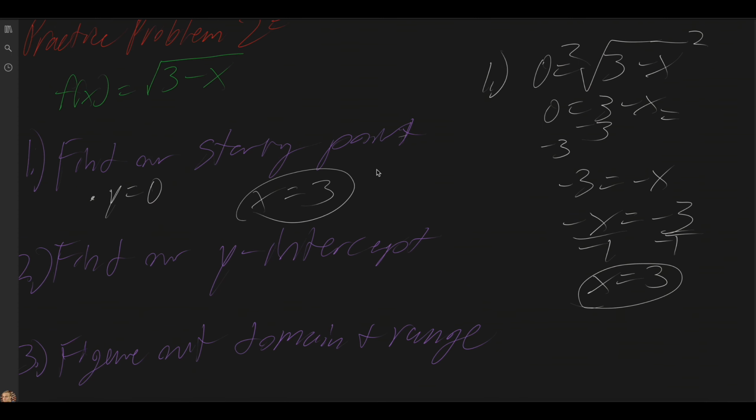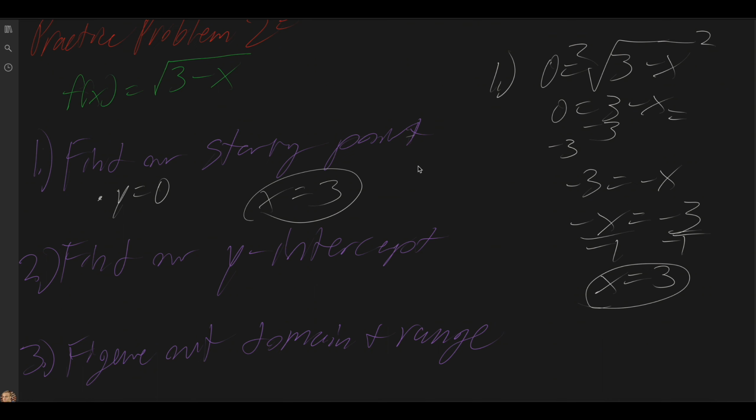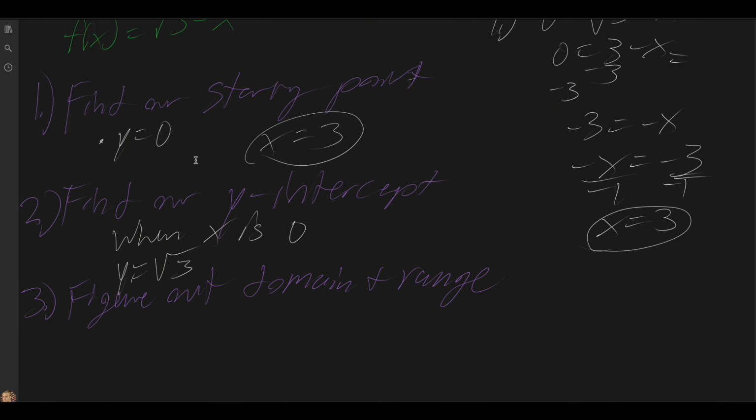Then we have to figure out the y-intercept. And it's super easy. All our y-intercept is when x is 0. And it looks like it's just the square root of 3. That's pretty much it. That is our y-intercept. When we plug in 0 to here, we just have the square root of 3. And then we have to figure out our domain and range. So that's the easiest part.